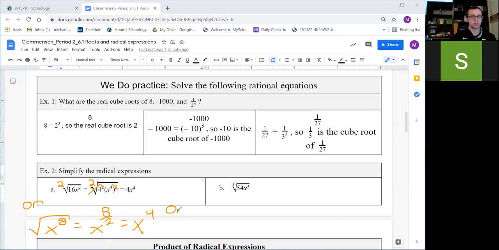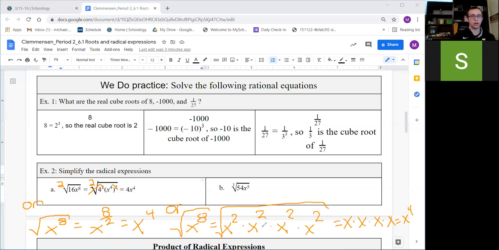Another way you could do this is to make them all squareds. So instead of trying to make it x to the 4th squared, you could rewrite x to the 8th as all x squareds. So x squared times x squared times x squared times x squared. 2 plus 2 plus 2 plus 2 gives me 8. I square root all of those, and I get x times x times x times x, which is equal to x to the 4th.